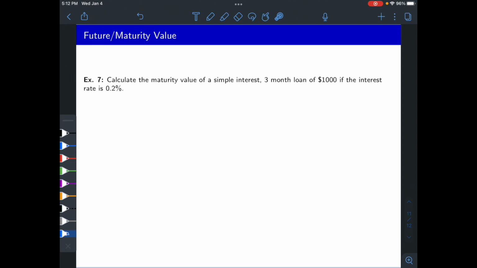All right, so as an example of using that, let's calculate the maturity value of a simple interest 3-month loan of $1,000. That's our principal, if the interest rate is 0.2%. I think you're probably capable of attempting this problem on your own at this point. So pause the video, give it a shot, unpause, and see if you get the same answer as me.